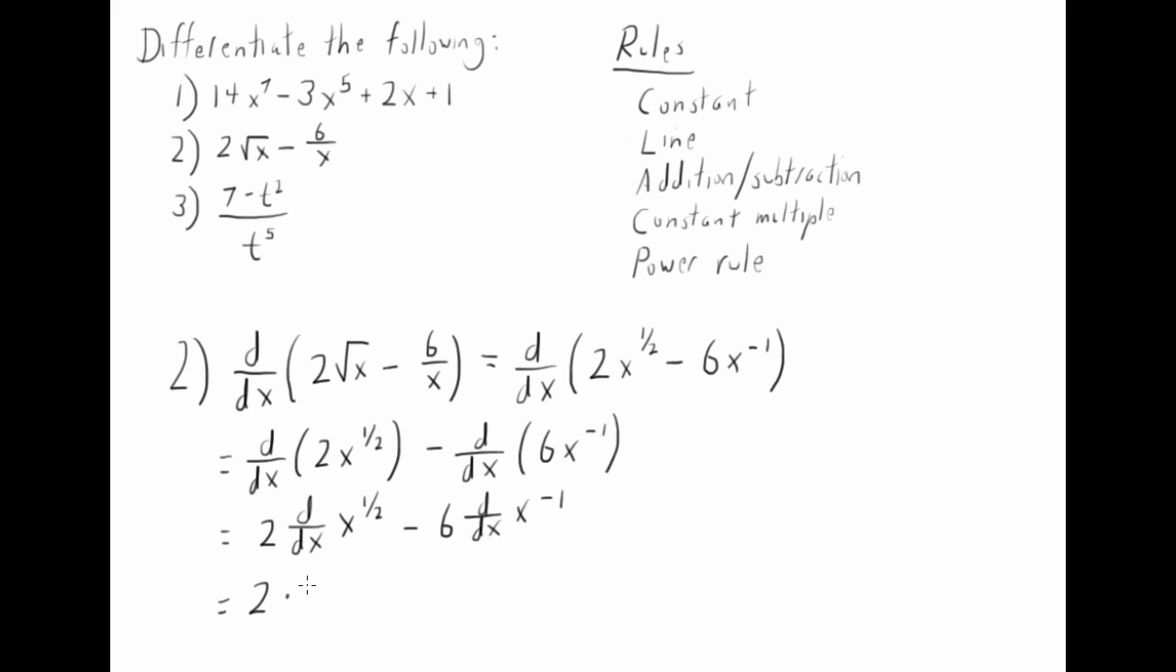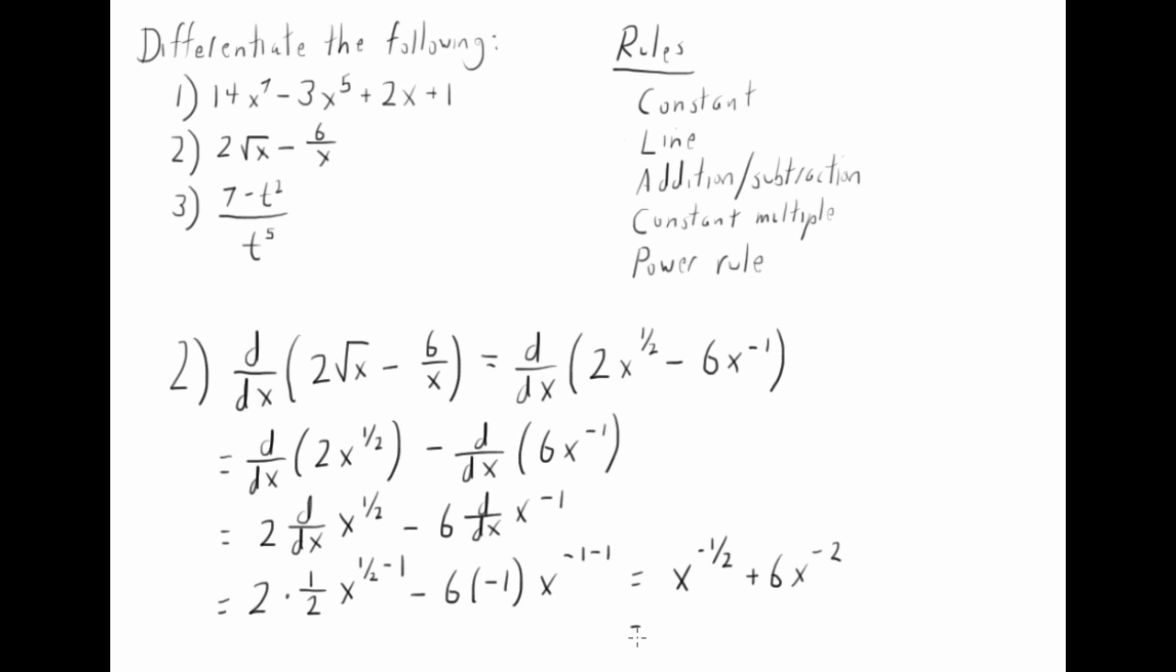So it's going to be 2 times, that 1/2 is going to come down, so 2 times 1/2 x to the 1/2 minus 1. I'll simplify that in just a minute. Minus 6 times -1. That exponent comes down. x to the -1 minus 1. So you can write this as, let me see, those cancel. That's going to be x to the -1/2 plus 6 times x to the -2. I am fine with the answer in that format.